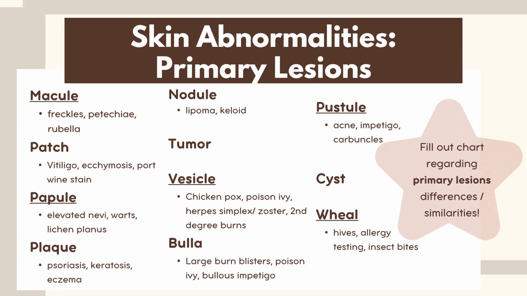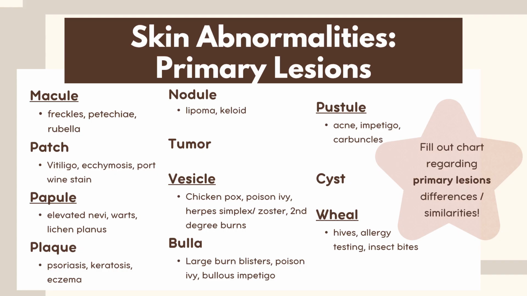Okay, so with primary lesions, you've got several different ones. So you've got a macule that is going to be a small, flat, non-palpable skin color change. Typically, macules are less than 1 centimeter and have a circumscribed border. Whereas a patch, you can kind of compare the two. A patch is going to be very similar to a macule, but patches are greater than 1 centimeter and have an irregular border. That's the difference between those two.